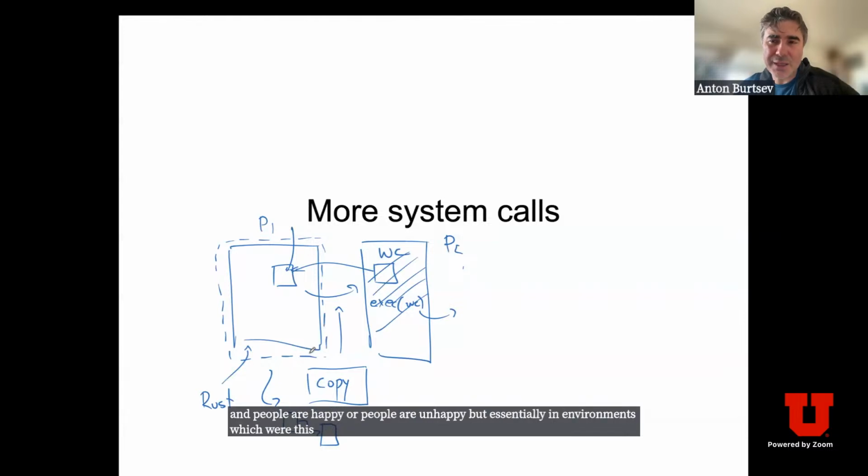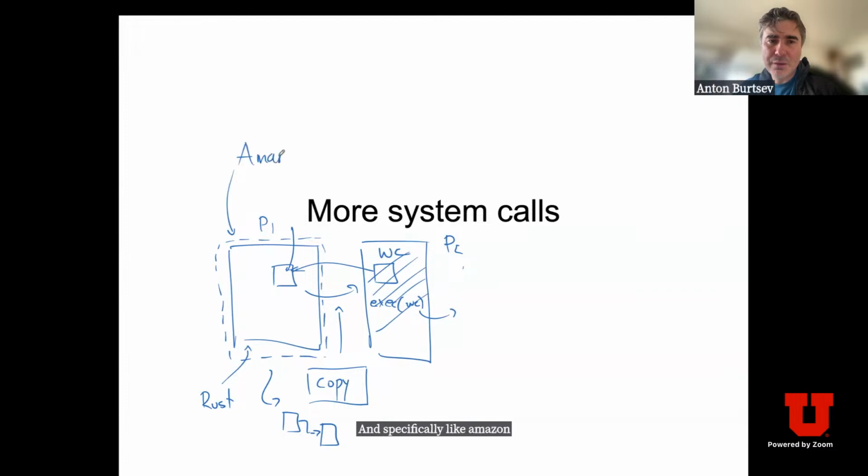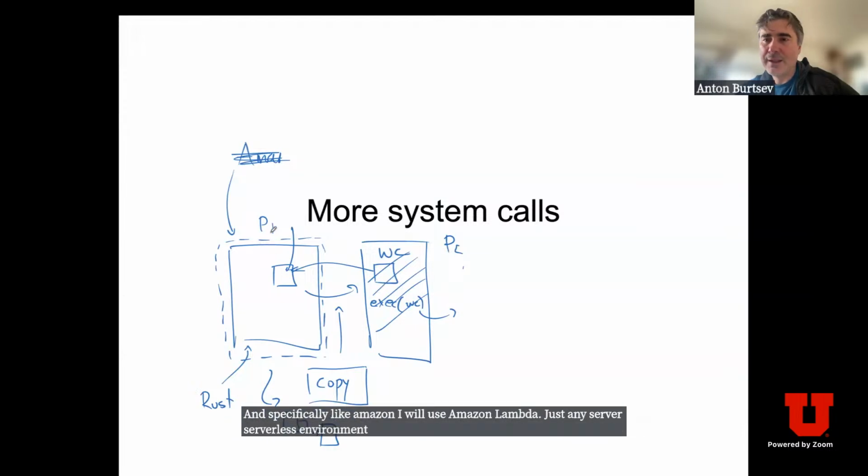But essentially in environments where cloning of the address space is hard, and specifically I will use Amazon Lambda, it's any serverless environment where you say, look, I run some tiny program, I want to clone it. It becomes hard in some cases, but it's hard to explain right now. We'll get to it hopefully later.